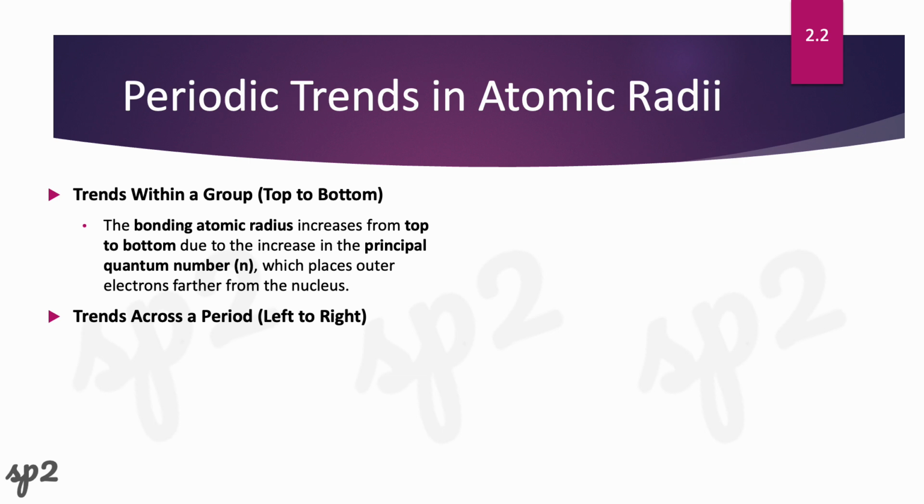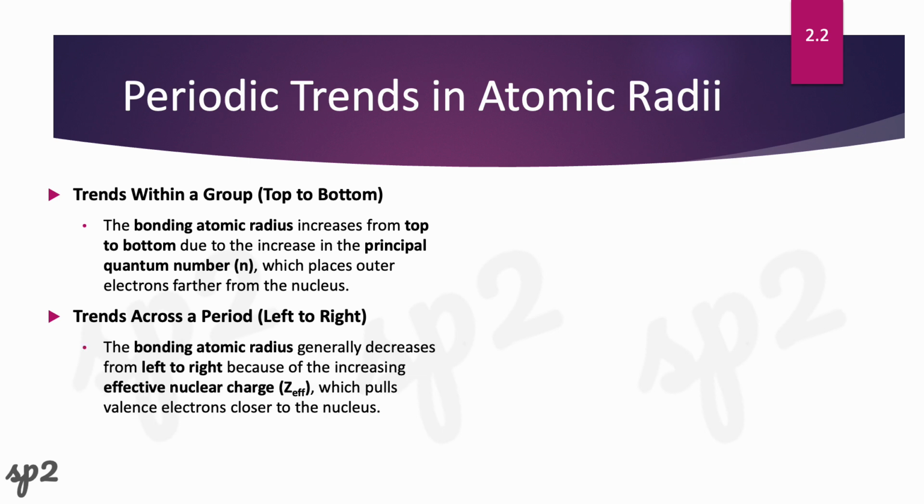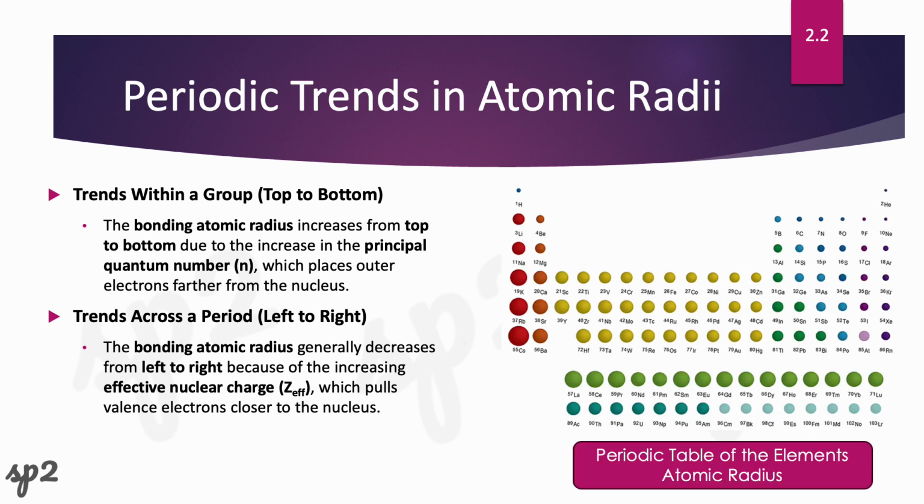But if you're moving from left to right within a period, then the bonding atomic radius generally decreases, and that is mainly because of the increase in effective nuclear charge, which is the topic we talked about in our previous lecture. So this would be a stronger pull on the valence electrons, and therefore they're going to get closer to the nucleus.